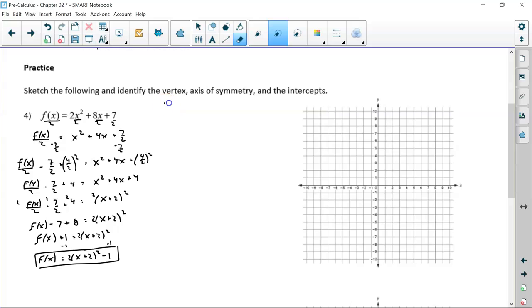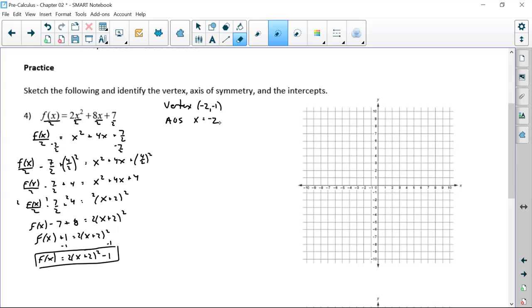So now, right away, I know where my vertex is. My vertex is at negative 2, negative 1. The axis of symmetry is at x equals negative 2. And then we'll go through and find our intercepts and so forth.